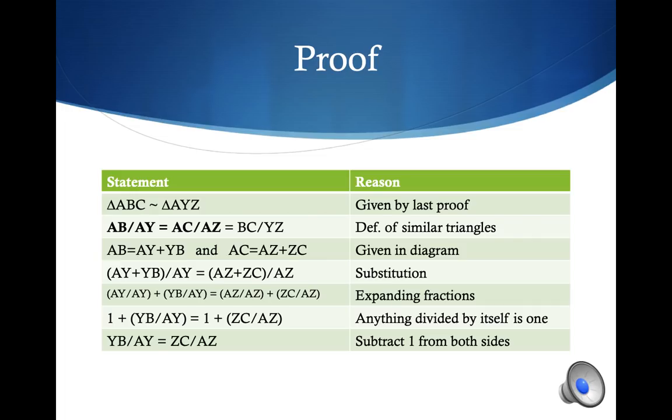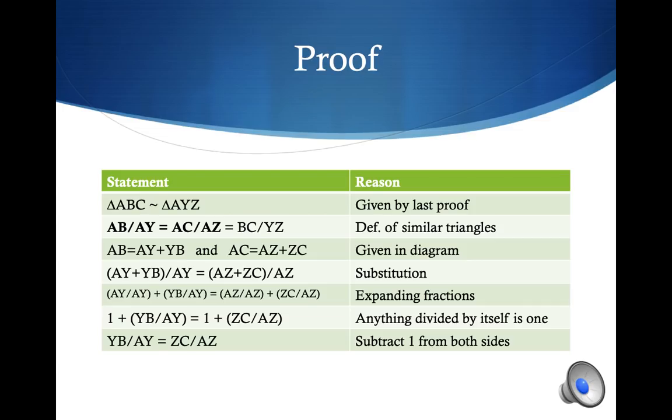We can now put that algebra review to good use by expanding this equation to AY divided by AY plus YB divided by AY equals AZ divided by AZ plus ZC divided by AZ. Whew. Sorry about all those letters, but hopefully that makes sense to you guys.